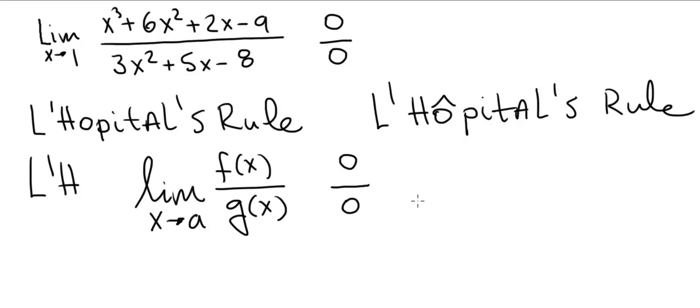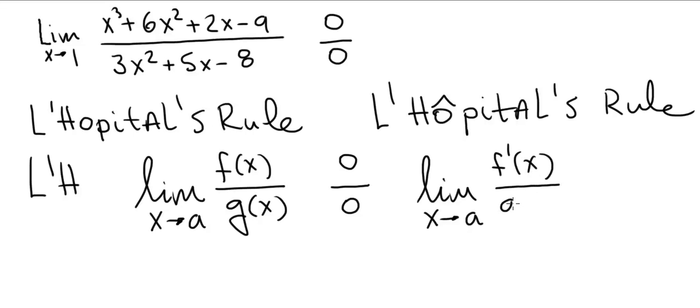Then to evaluate this limit, we compute the limit as x approaches a of f prime of x, that is the derivative of the numerator, divided by g prime of x, that's the derivative of the denominator. Note we are not using the quotient rule of differentiation. We're taking the derivative of the numerator, dividing it by the derivative of the denominator, and taking the limit.